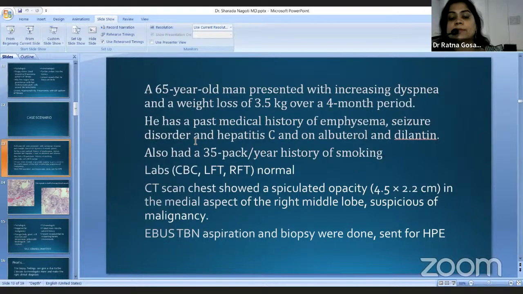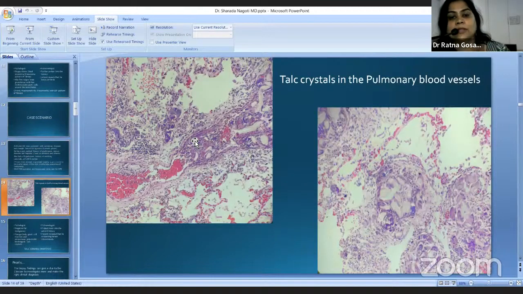So an EBUS, TBNA, and biopsy were done, and they were sent for histopathological examination. So this is what the biopsy picture looked like. Is there a malignancy in these pictures? There is no malignancy. So this is negative for malignancy.